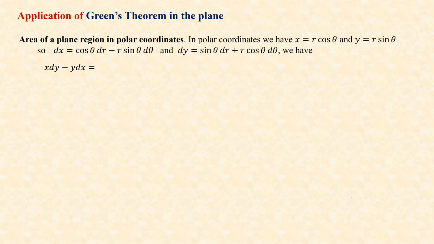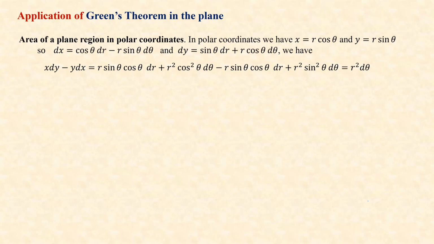Then you can calculate x dy minus y dx. Just multiply all of these together, and it simplifies to r squared d theta, and then the area becomes 1/2 integral of r squared d theta.